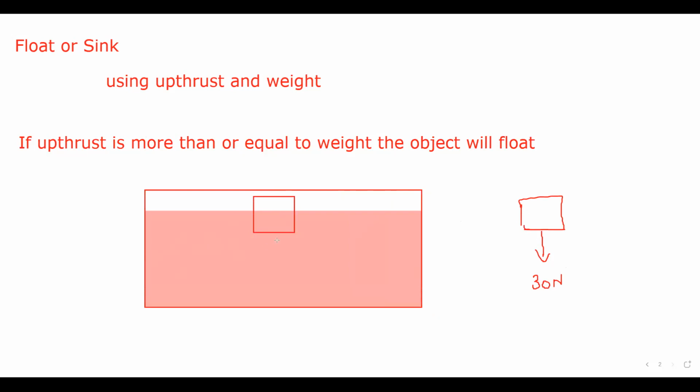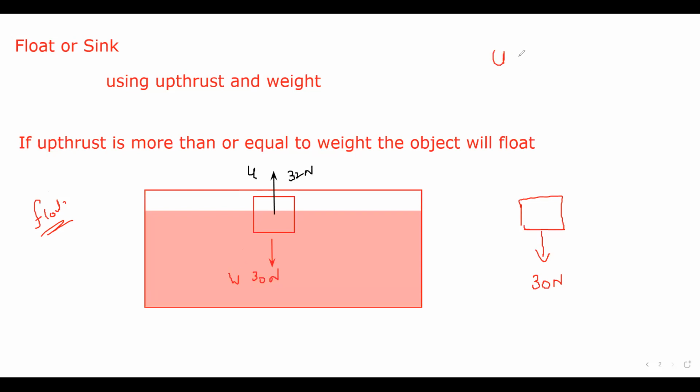For example, the weight is 30 Newton, but the upthrust of the fluid is more than 30 Newton, say 32 or 33. So as you can see, the upthrust is more than the weight. If upthrust is more than the weight, what will we observe? We'll observe this object will float. And upthrust can be changed. That's how we can make these large ships float.